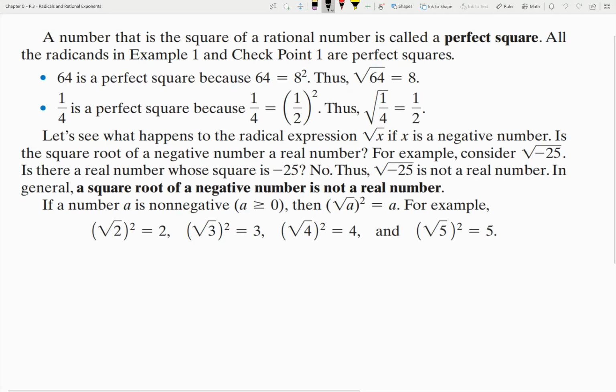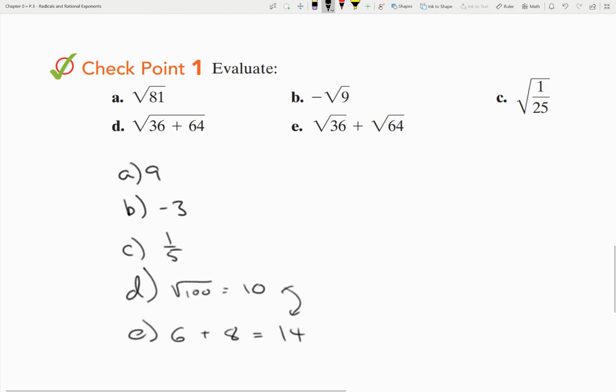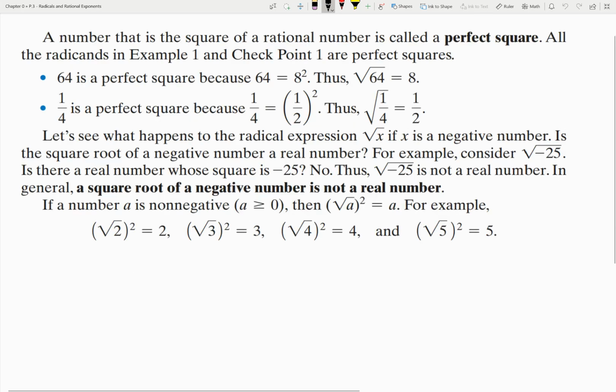Okay. A number that's a square of a rational number is called a perfect square. All these were perfect squares because they all worked out to perfect numbers, right? No decimals. They all worked out to either integers or rational numbers. All the radicands in the previous chart are perfect squares.